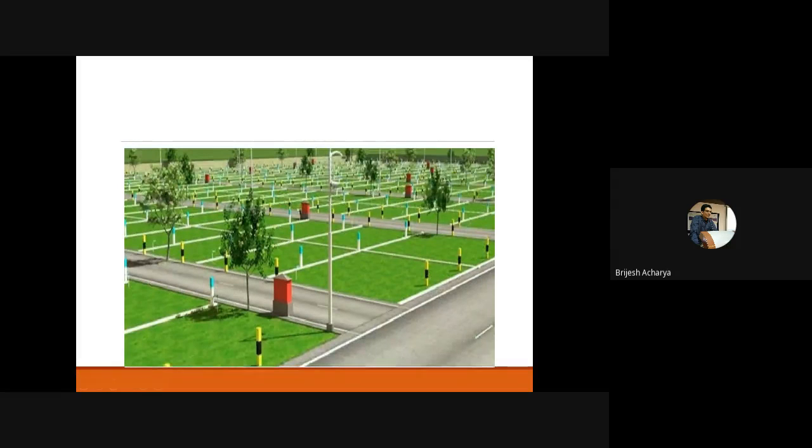This particular figure again gives another idea of how the plotting is done. You will see that where there is plotting, they have marked the boundaries by putting stones or wooden pegs, and that decides the size of the plot. These plots may be sold and may belong to different owners.